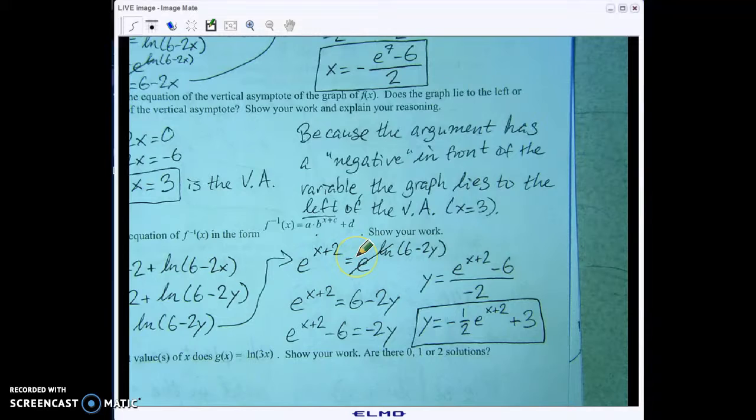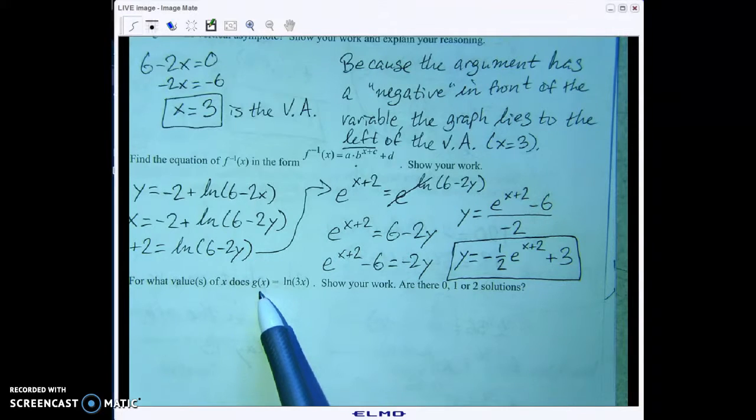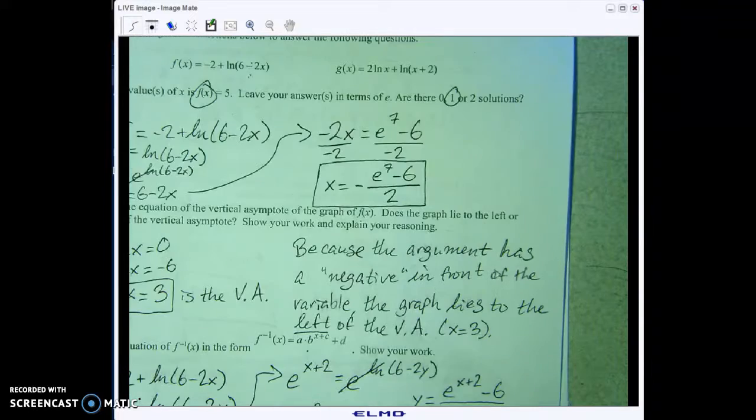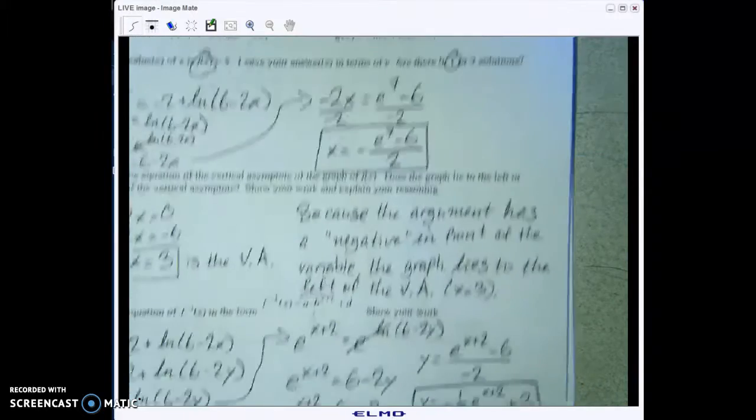And next, we need to finally figure out for what values of x does the graph g of x equal the natural log of 3x? Natural log of 3x. And show your work. Are there 0, 1, or 2 solutions? All right, so for this, we need to figure out when g equals the natural log of 3x, right? Well, we have g up here. We haven't really used it yet, but there it is. g of x is equal to 2 times the natural log of x plus the natural log of x plus 2.